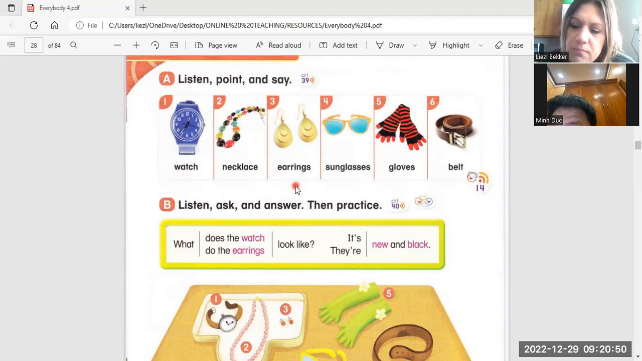Okay, number three. Earrings. Number five. Gloves. Number one. What? Good. Number two. Necklace. Number five. Gloves. Number four. Sunglasses. Good. Number six. Belt. Okay.